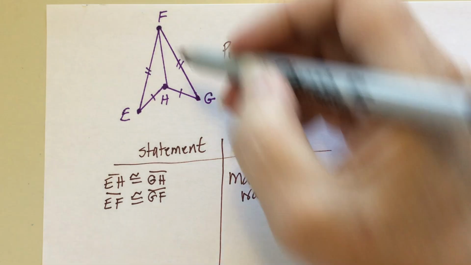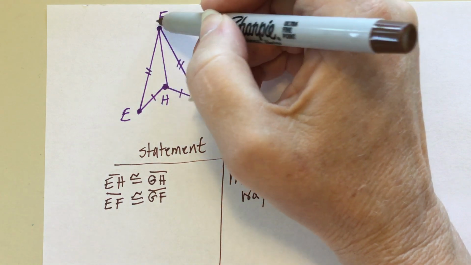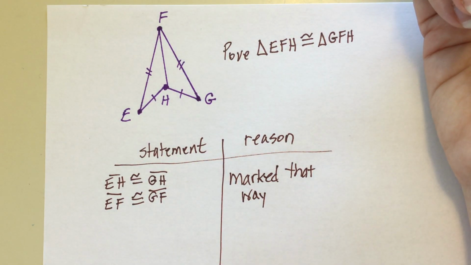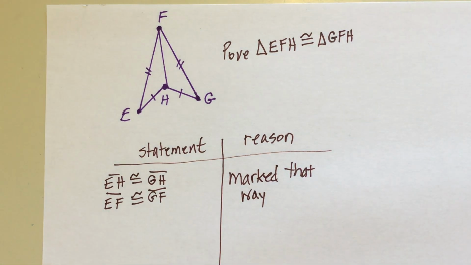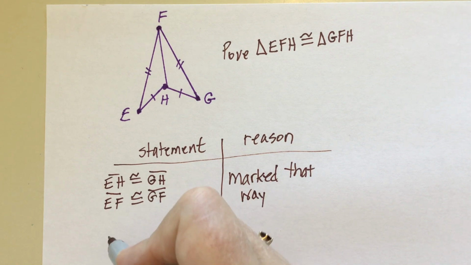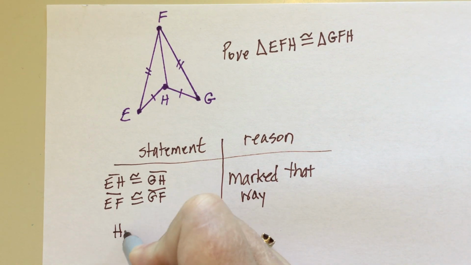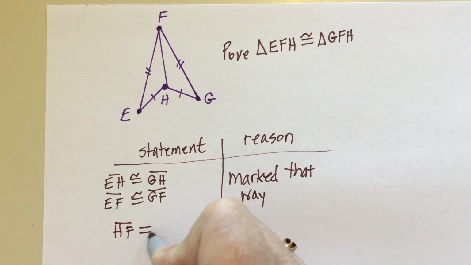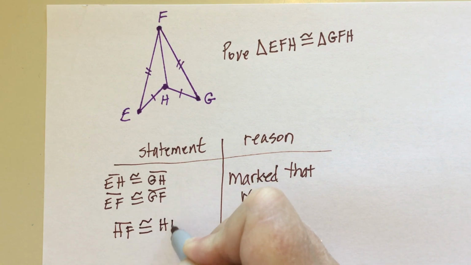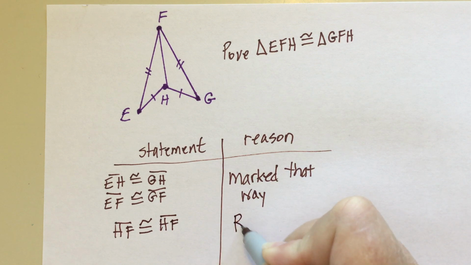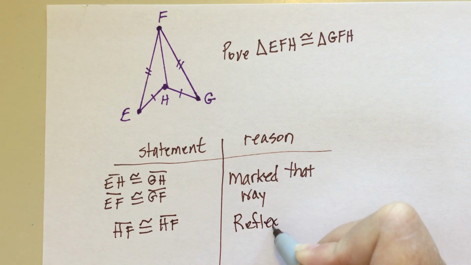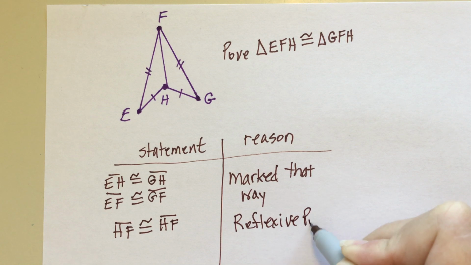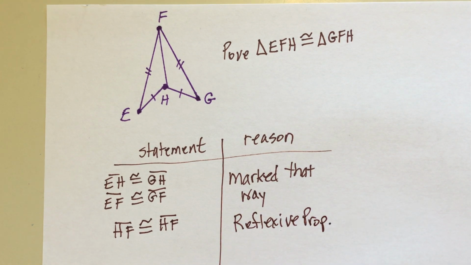Well, what about this middle piece, HF? That's in both triangles. Doesn't HF have to be congruent to itself? It makes sense. In fact, in math, that's called the reflexive property. Segment HF has to be congruent to itself. Now I've got three sides matching up with three sides.